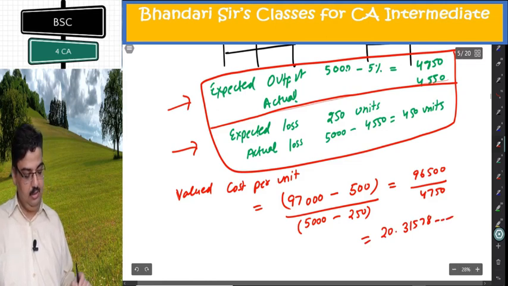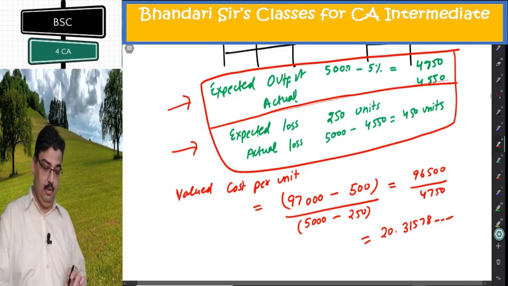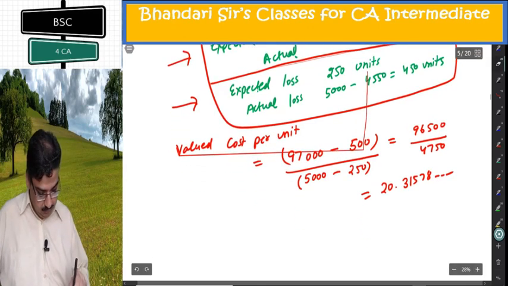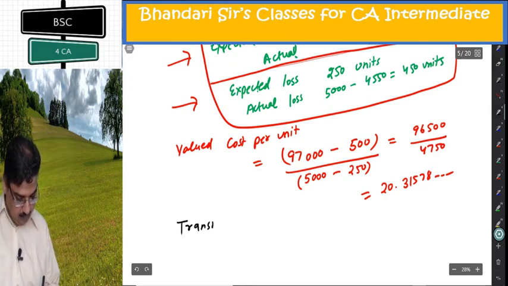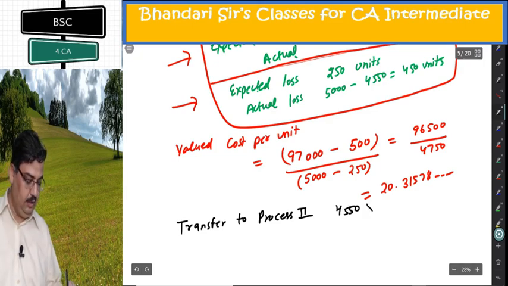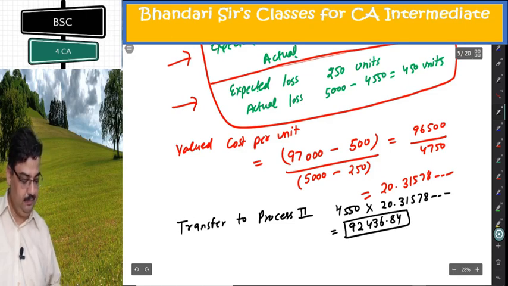20.31578 and so on. Till what point should you take? Till the end, in the calculator memory you should use. Multiplied by 4550, I get the value of transfer to next process. Transfer to process 2, 4550 multiplied by 20.31578 and so on, means till the end. 92,436.84, till paisa correct.